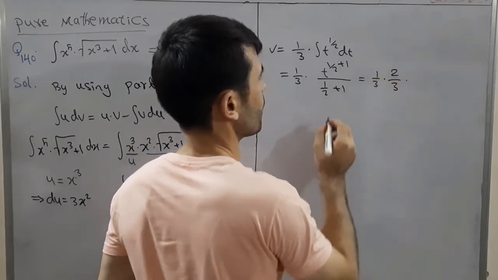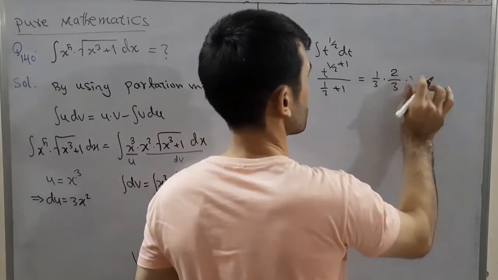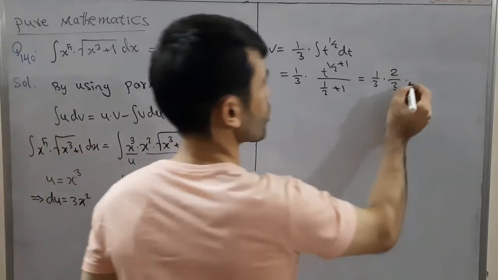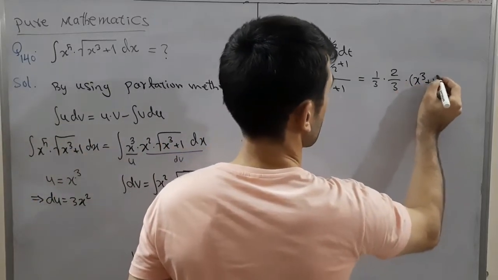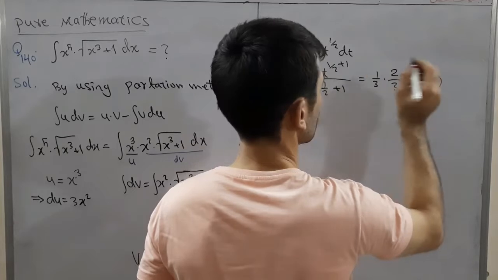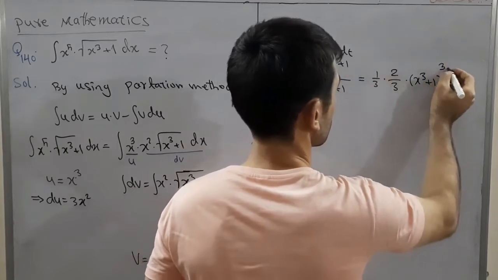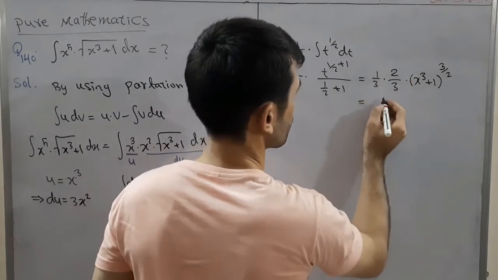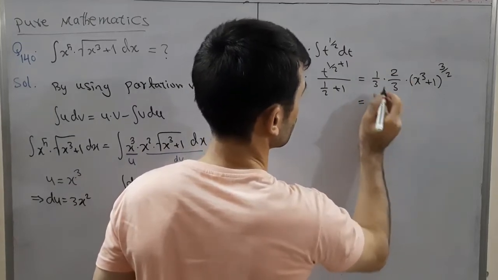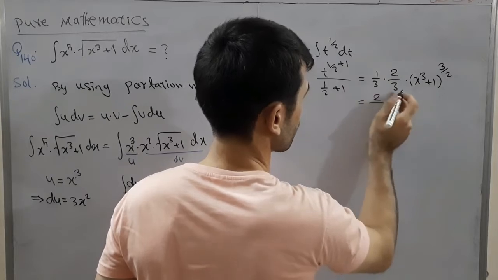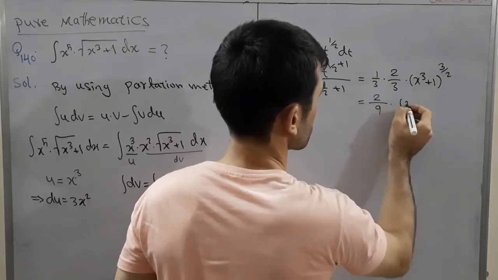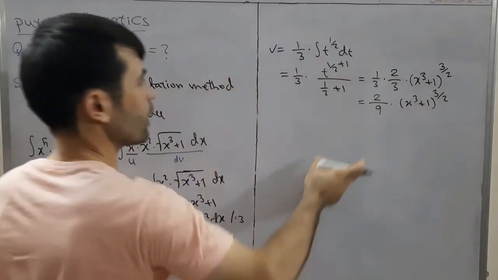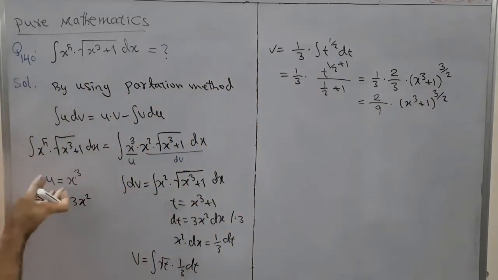Multiplied by t to the power 3 over 2; instead of t we can write its value, x cube plus 1 whole to the power 3 over 2. It is equal to 2 over 3 multiplied by 3, that is 9, into x cube plus 1 whole to the power 3 over 2. It is the value of v, and that is the value of u.